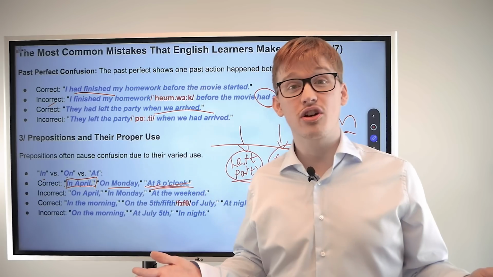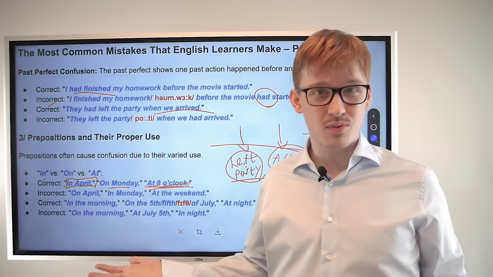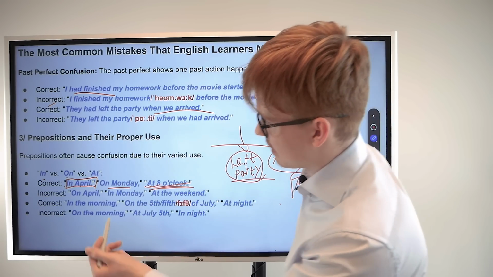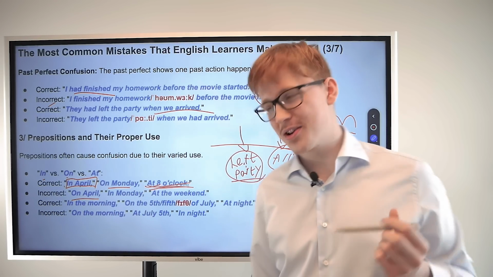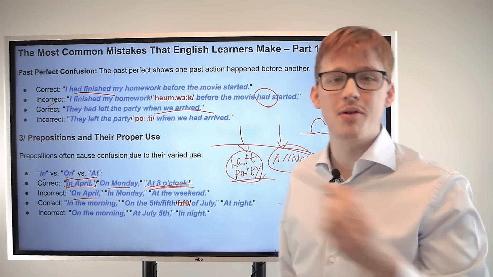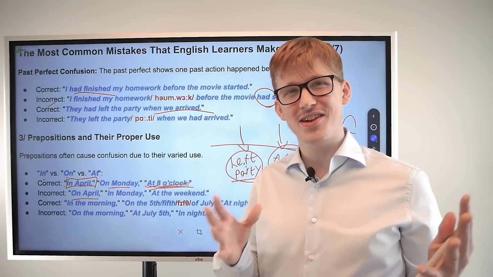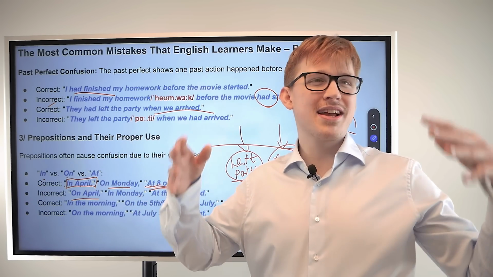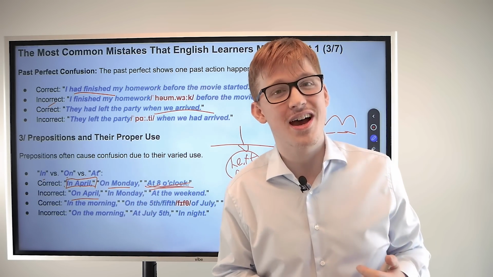Let's have a look at some incorrect ones because they're just as helpful to learn as the correct ones are to help you. So, on April. No, this is wrong, right? Because we're not jumping as fast from month to month. We spend a bit of time in April, right? Maybe it's like a hotel. We've got an April hotel, a May hotel, and we're going to spend a bit of time in April.